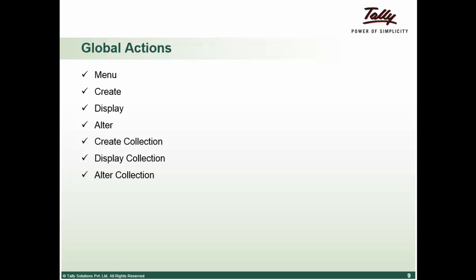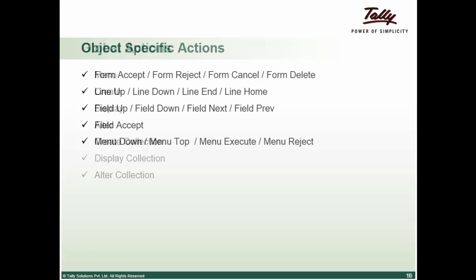So we have the global actions: menu, create, display, alter, create collection, display collection and alter collection. That is what we have already seen. We have seen menu and display. We will be further seeing other global actions shortly. Then there is a huge list of object specific actions. So there is form accept, form reject, form cancel, form delete. All these actions will be performed on form. Line up, line down, line end, line home will be performed on line. Menu up, menu down, menu reject, menu accept, all this will work on menu.